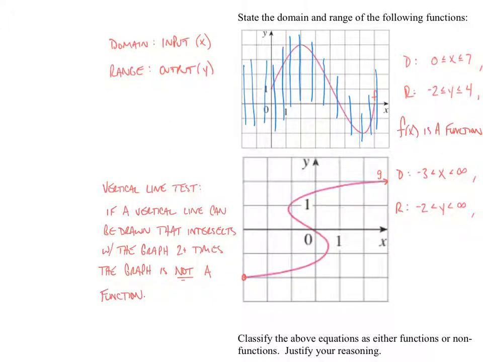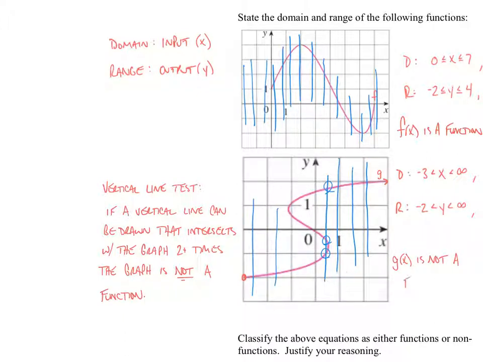G of x, however, is not the same. Right here, if I draw a vertical line, I only hit the function once, or the graph once. Here, again, I only hit it once. There are other places where if I draw a vertical line, I only hit the graph one time. But because there are some places where I will hit the graph 2 or 3 times, already, because this happened with a vertical line, I can say that g of x is not a function. And the vertical line test is a way to figure that out by seeing the function.